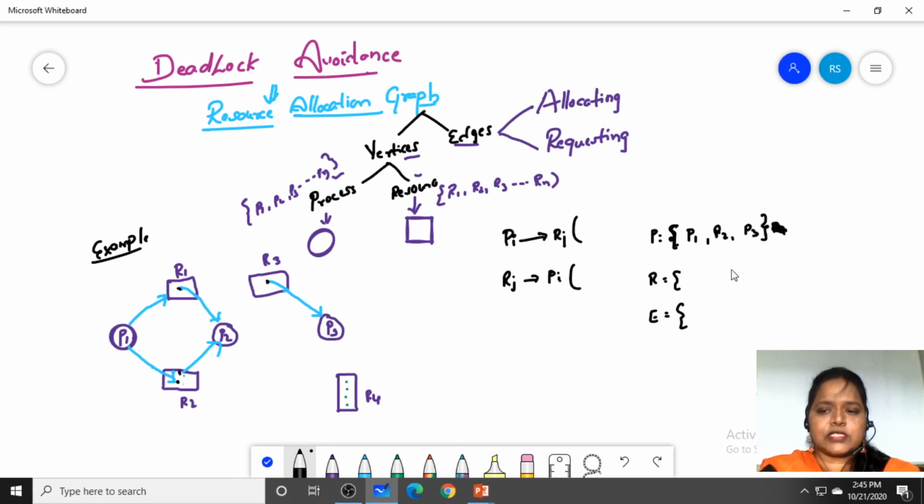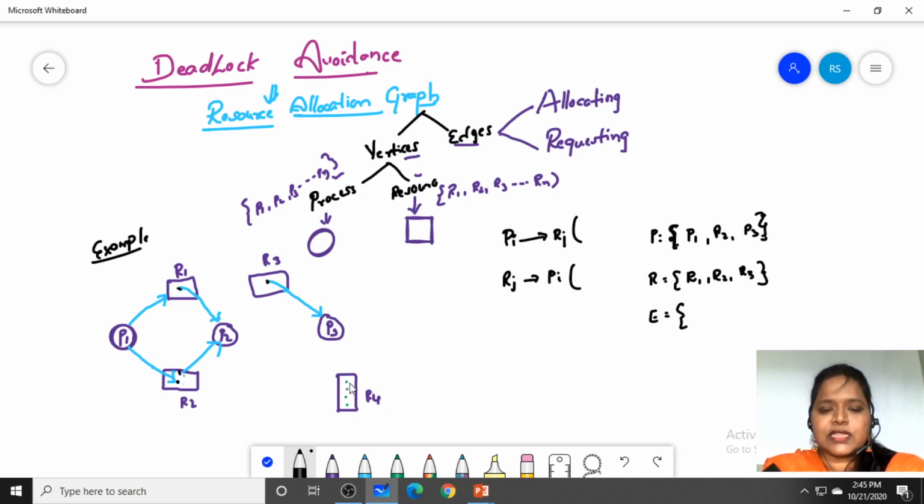These are the three processes we are having. Fine. So P1, P2, P3 are the three processes we are having. And what are the resources we are having? R1, R2 and R3 are the resources we are having. And what are the edges we are having? One more thing I have to say is, as I have said, processes will be represented with a circle and resources will be represented with a square.